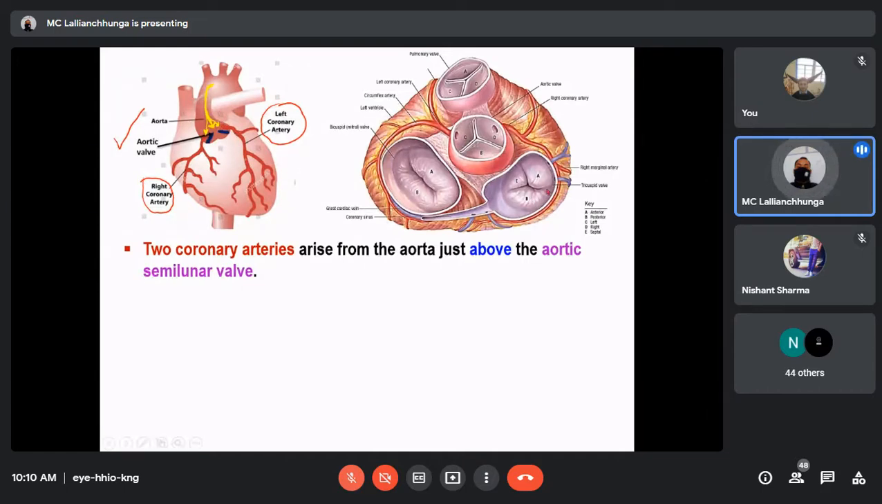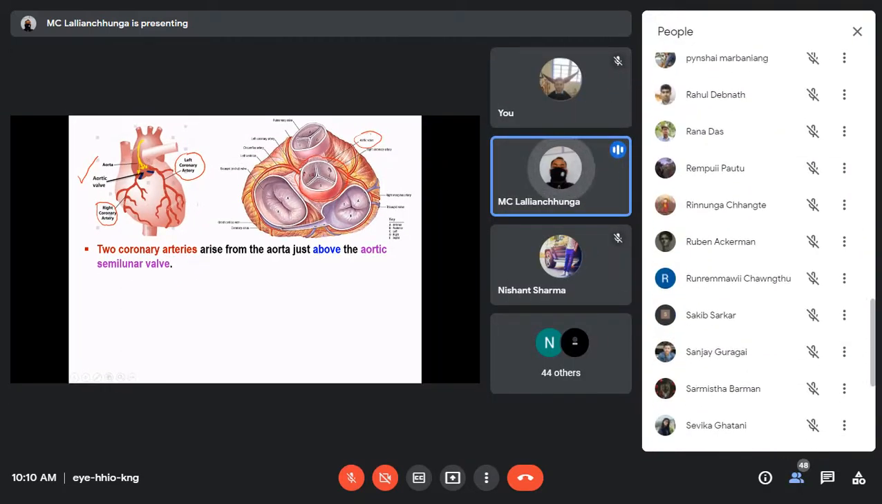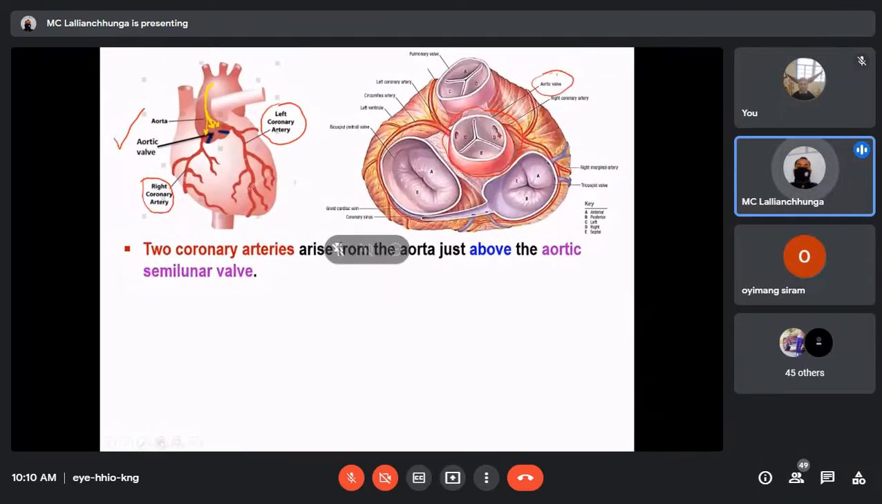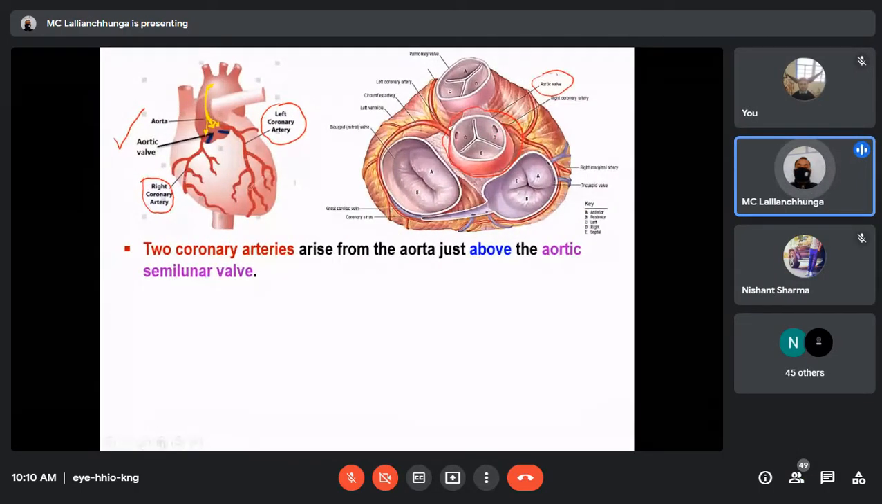In the second diagram you can see the middle one. This is the aortic valve. Here is the opening of the left coronary artery, the hole you can see here, just above the aortic valve. And here is the opening of the right coronary artery, coming out like this.